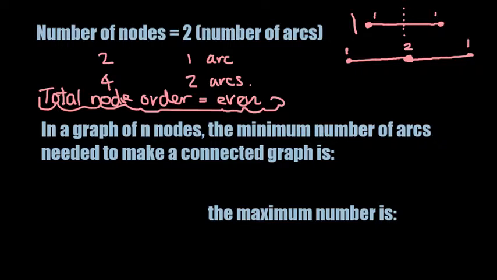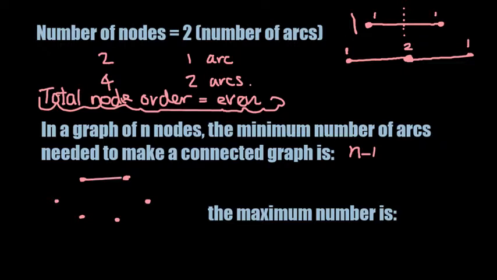Then this is perhaps something to go and have a think about, but if you've got n nodes in a network, the minimum number of arcs you need to make a connected graph is 1 less than the number of nodes. We can just have a little think about a particular example. I would suggest you go away and think about whether or not you can prove it.